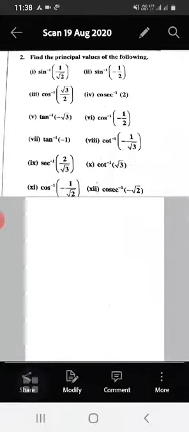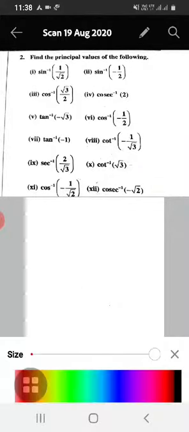Here, tan inverse of minus root 3 is over. This one is also done. So I am doing all the examples here in which there are negative values inside the bracket.